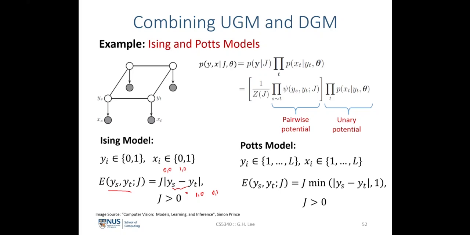In the case where we have multiple labels, for example depth map estimation, we want to use the Potts model to model the multi-class label, where the random variables y and x take one out of L labels. In this case, it is quite similar to the Ising model, except that we take the indicator of the absolute difference between ys and yt, and 1, to encourage the two neighboring pixels to take the same label.